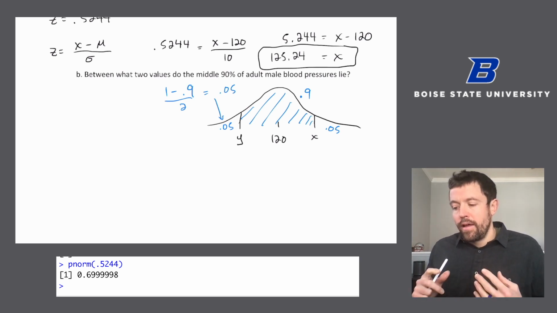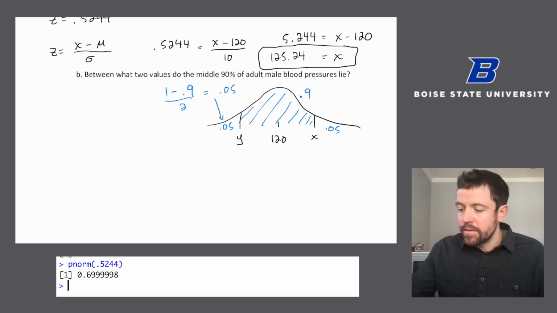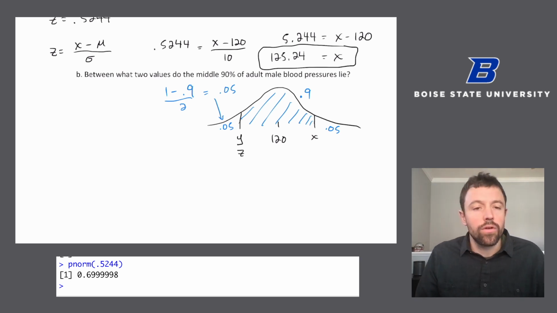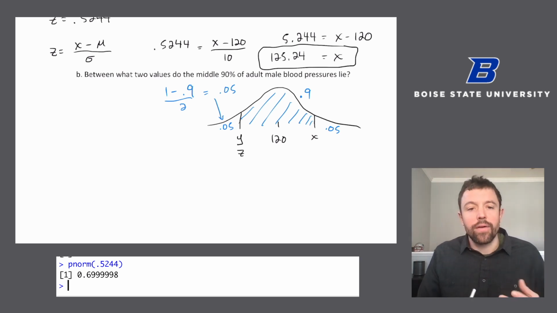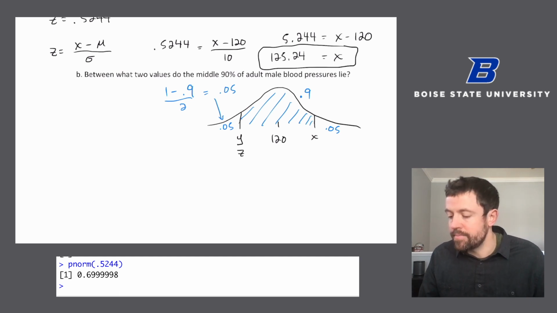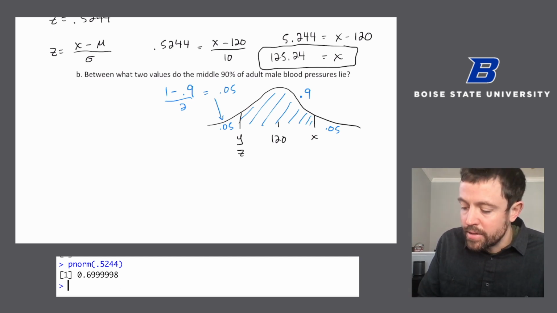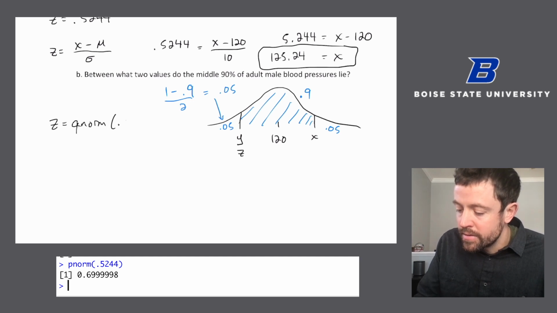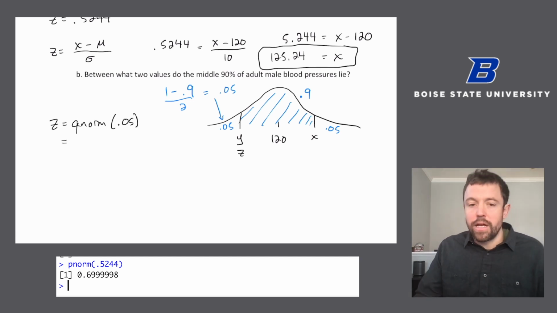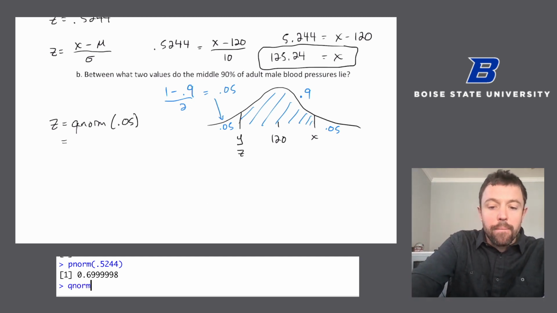So looking at this picture, it seems to me that I want to figure out this y value, the z-score corresponding to the y value, because this y value has an area of 0.05 to its left. And so I can figure out this z-score by using qnorm. I also could have figured out x. That would have worked as well. It was just staring at me that y had an area of 0.05 to its left, and so I decided to do that.